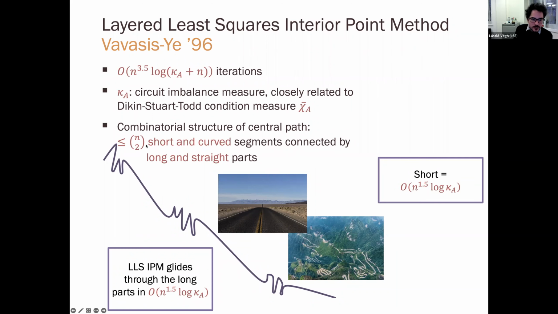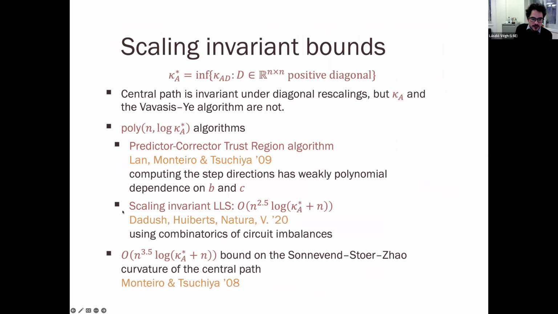And so they have a very nice combinatorial analysis showing that this is just n choose 2 of these segments. And what I wanted to mention here is one strengthening of these results, namely that interior point methods have a very natural scale invariance: I can multiply each variable by a constant. I can multiply the constraint matrix by a positive diagonal matrix from the right, and it actually doesn't change the structure. The central path is invariant under this transformation. Most interior point methods are invariant under this transformation, but the Vavasis-Ye method or the circuit imbalance measure are not invariant.